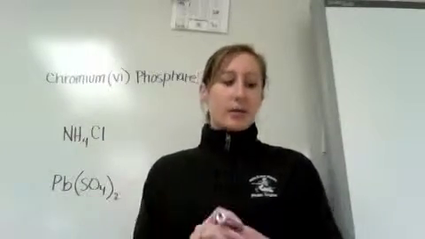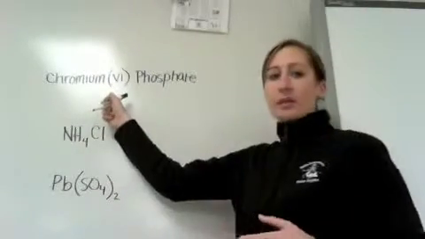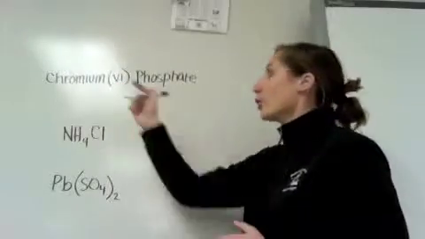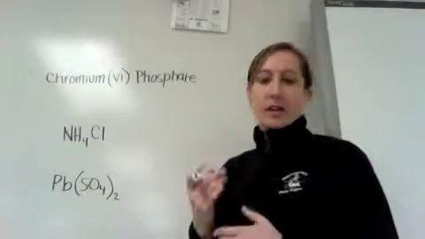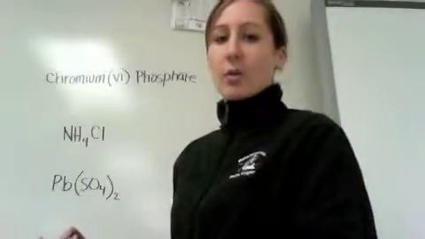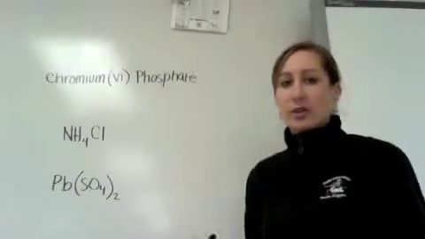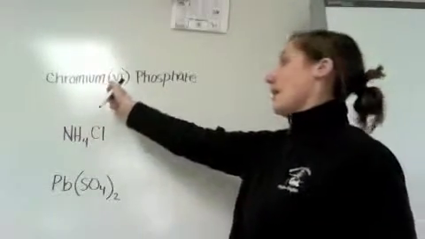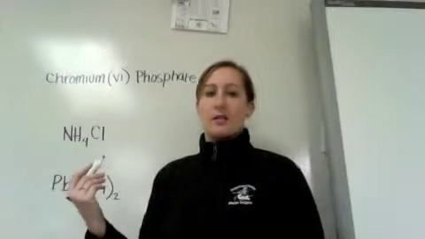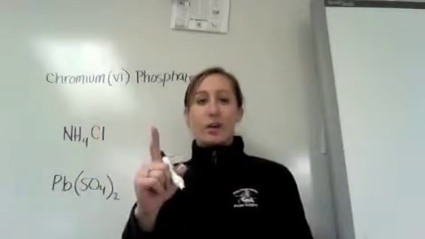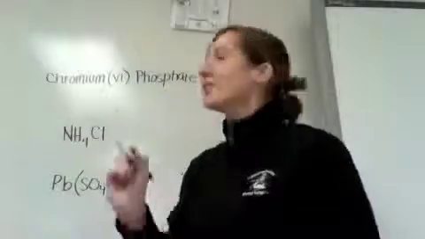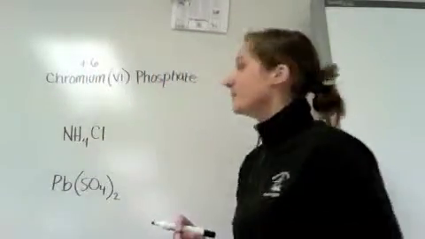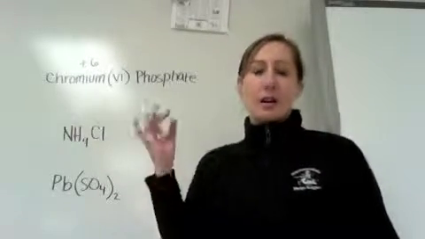The first example that I want to give you is to write the chemical formula for chromium 6 phosphate. Okay, first things first that we talked about was we have to look up what the charge is of chromium, but luckily we have a Roman numeral, so it already tells us. What's the charge on it, everyone? 6. So we have a +6 on this side.